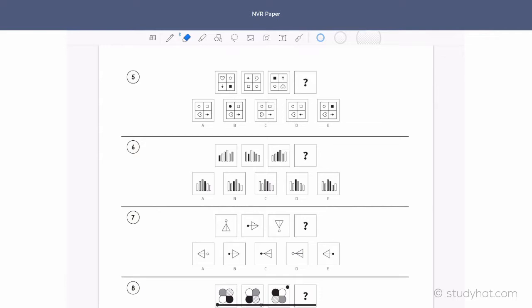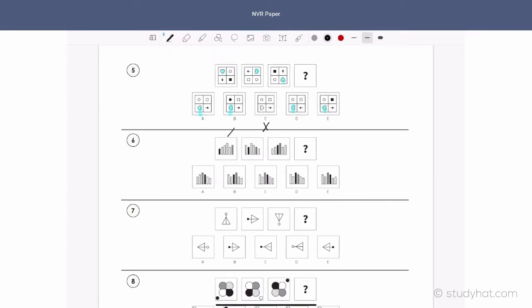What's happening to the heart? The heart is moving itself anti-clockwise. We're going to expect it to be in this position. So we can get rid of C. The white circle hasn't changed, so we shouldn't have a black circle.